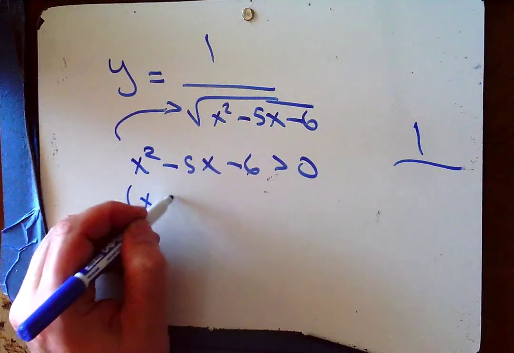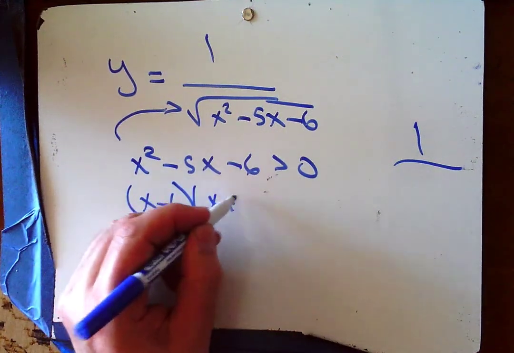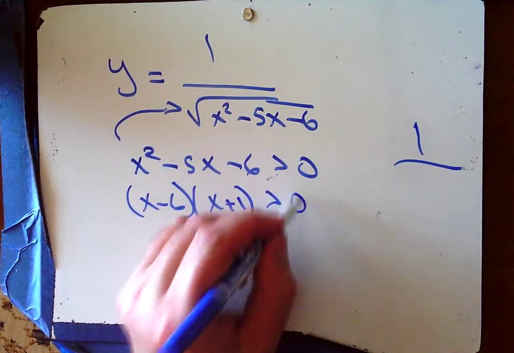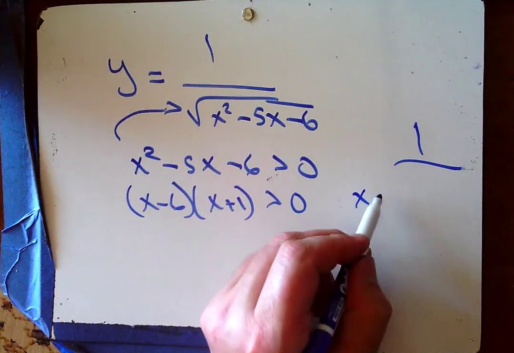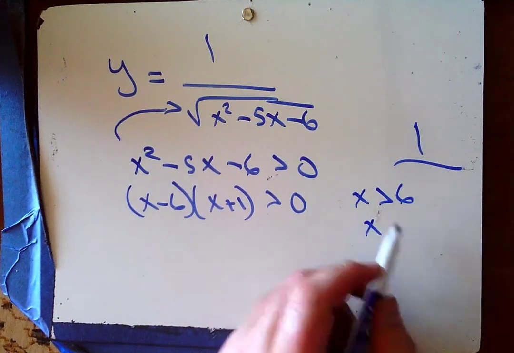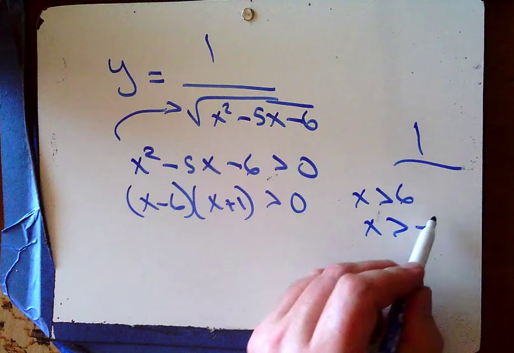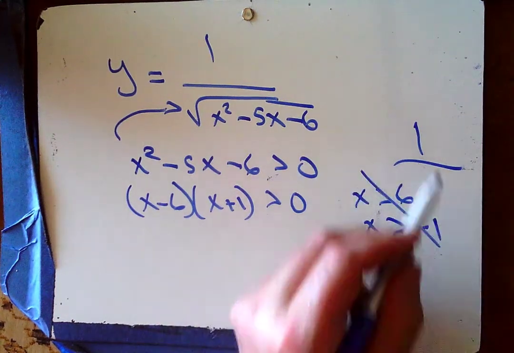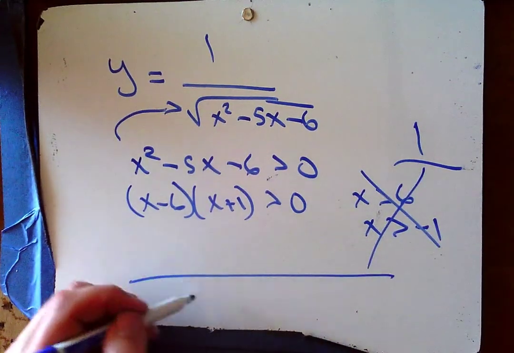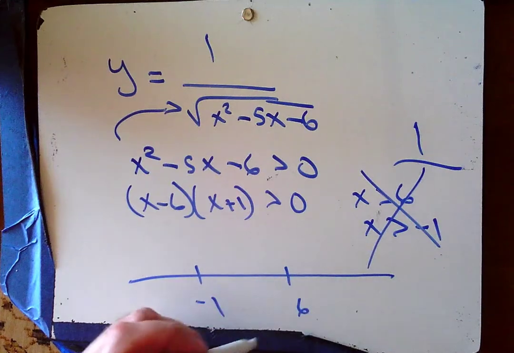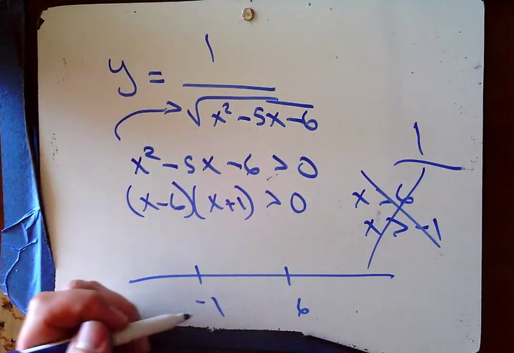So I've got x minus 6, x plus 1, greater than 0. Please do not do x is greater than or equal to 6 and x is greater than negative 1, because that will be wrong. Instead, put the critical numbers negative 1 and 6 on a number line and test the intervals.